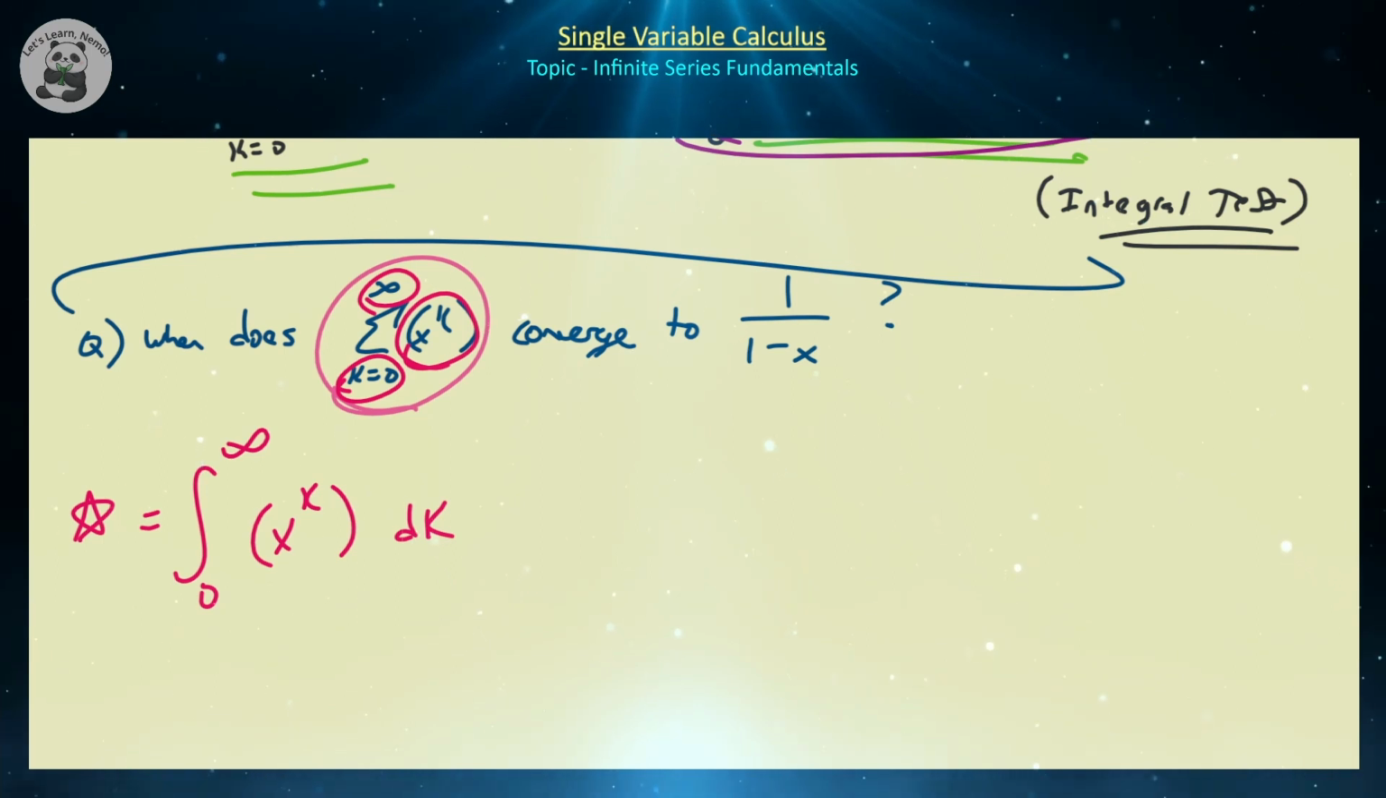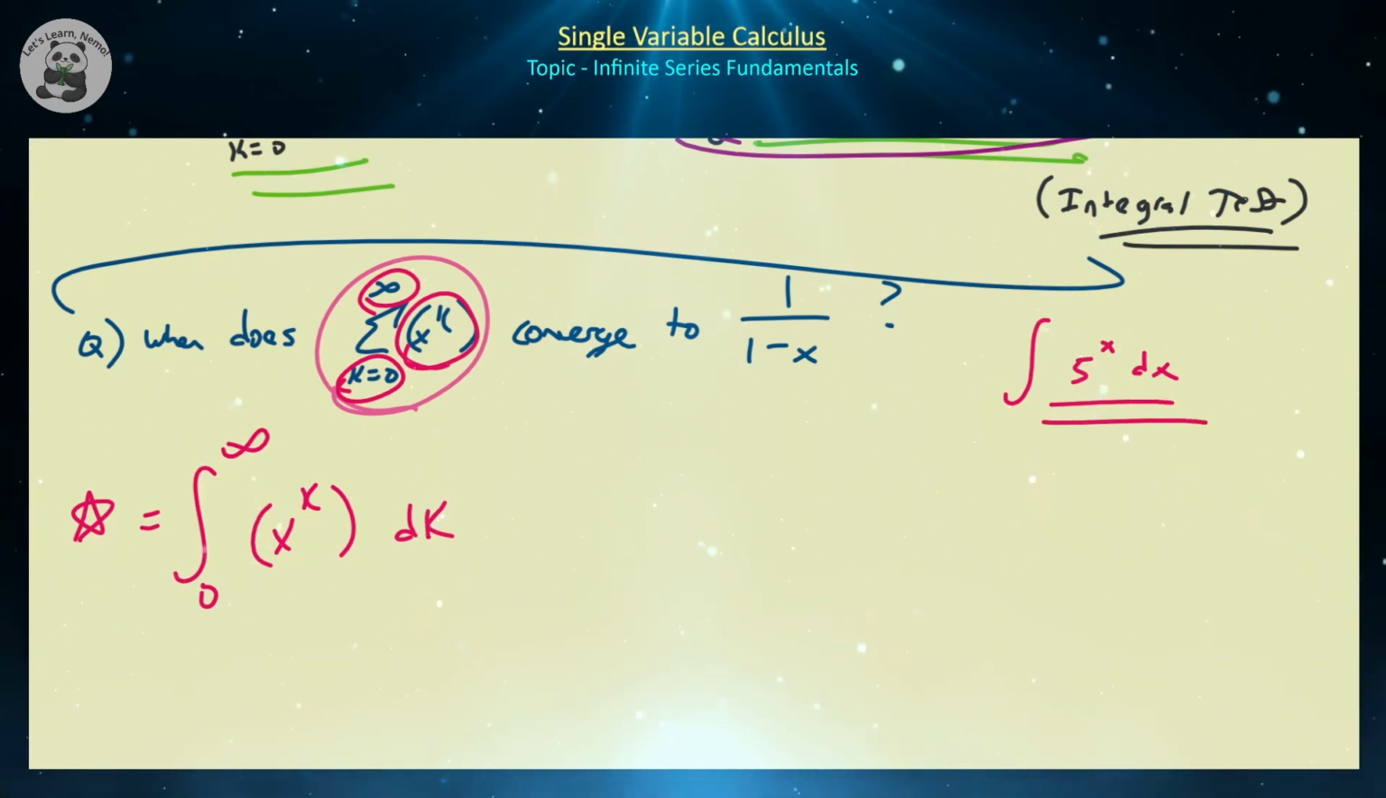So this is similar, for example, to the integral of 5^x dx. So that's practically the type of function that we're looking at here. We know that the integral of an exponential is just an exponential. We just need to divide by the natural log of 5 in that particular case, or the natural log of x in this particular case. So that's going to be equal to x^k, all divided by the natural log of the absolute value of x.